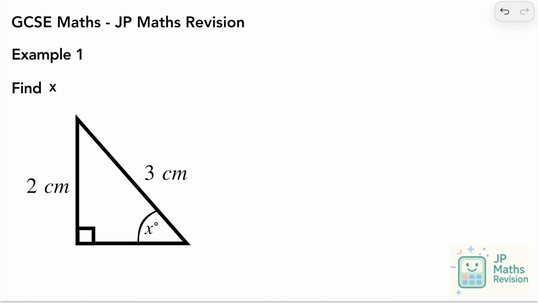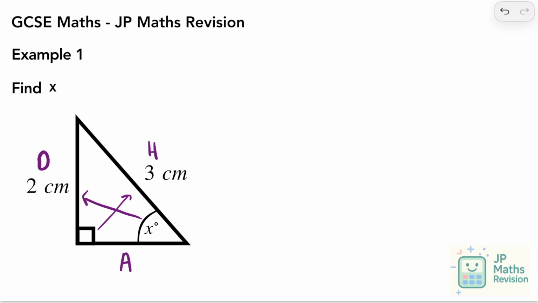So the first thing we're going to do, as we usually do in a SOHCAHTOA question, is we label the sides. So I'm going to label the opposite, the hypotenuse and the adjacent. So the opposite in this case is the 2, because the 2 is the one that's opposite the angle, so that's O. The hypotenuse in this case is 3, because that's the longest side and the side that's opposite the right angle, so that's H. And then the other one is A, so that's the side that's adjacent to the angle, so that's that.